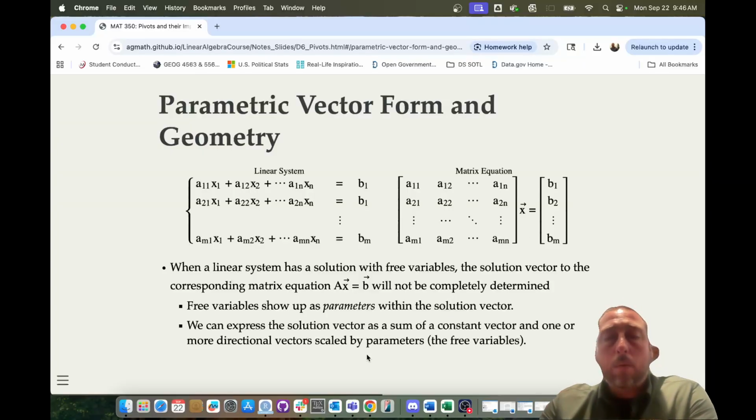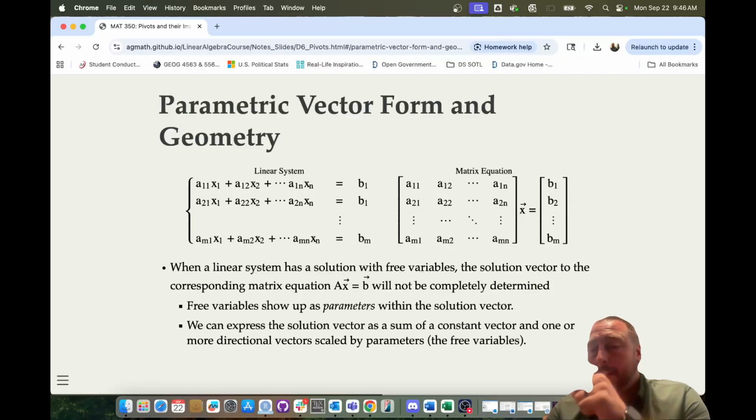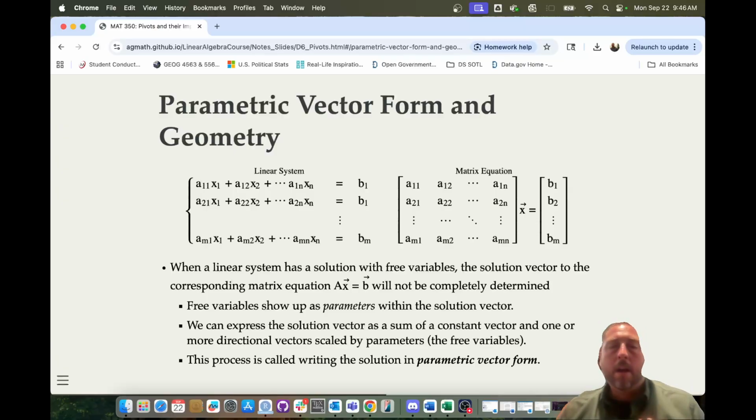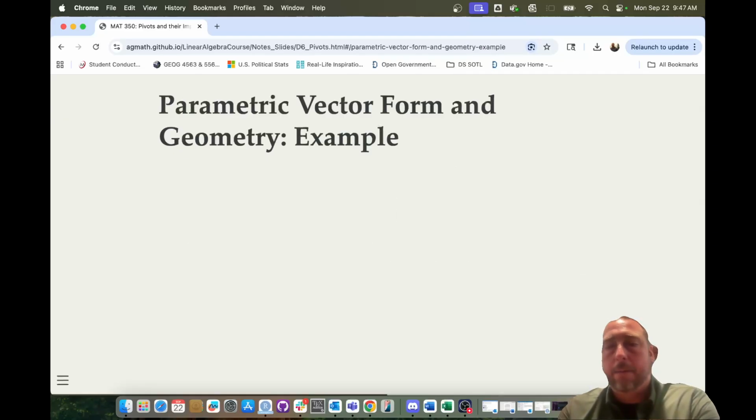And once we parameterize the solution vector, we can express that solution vector as a sum of a constant vector and one or more directional vectors that are scaled by parameters. And those free variables are going to show up as the parameters. The process of doing all of this is called writing the solution in parametric vector form. We'll see exactly how to do that, though.